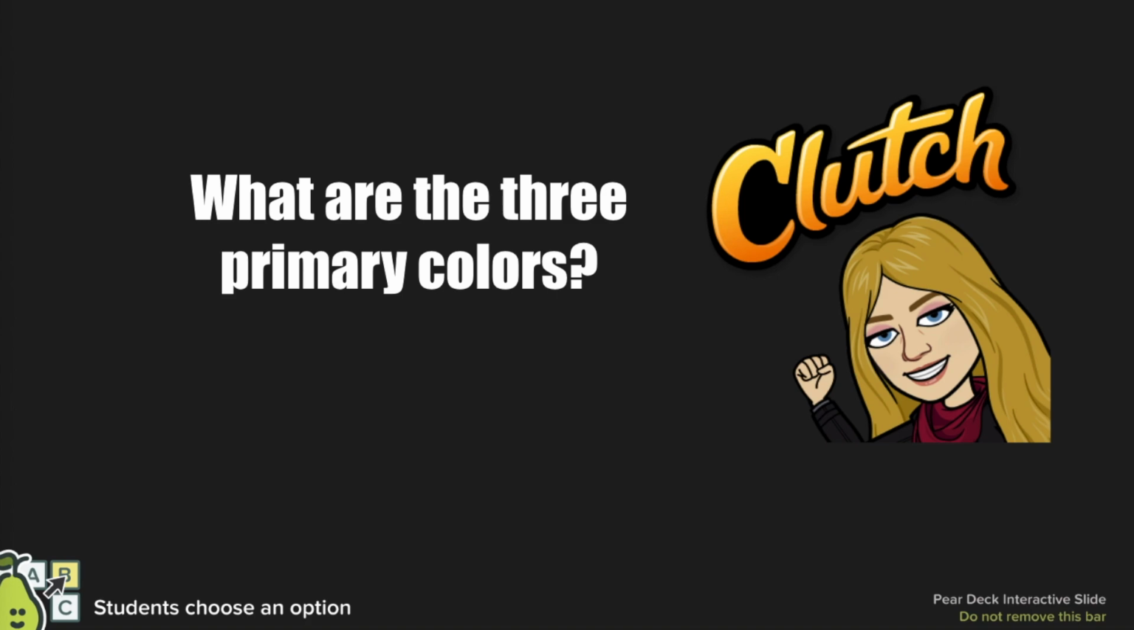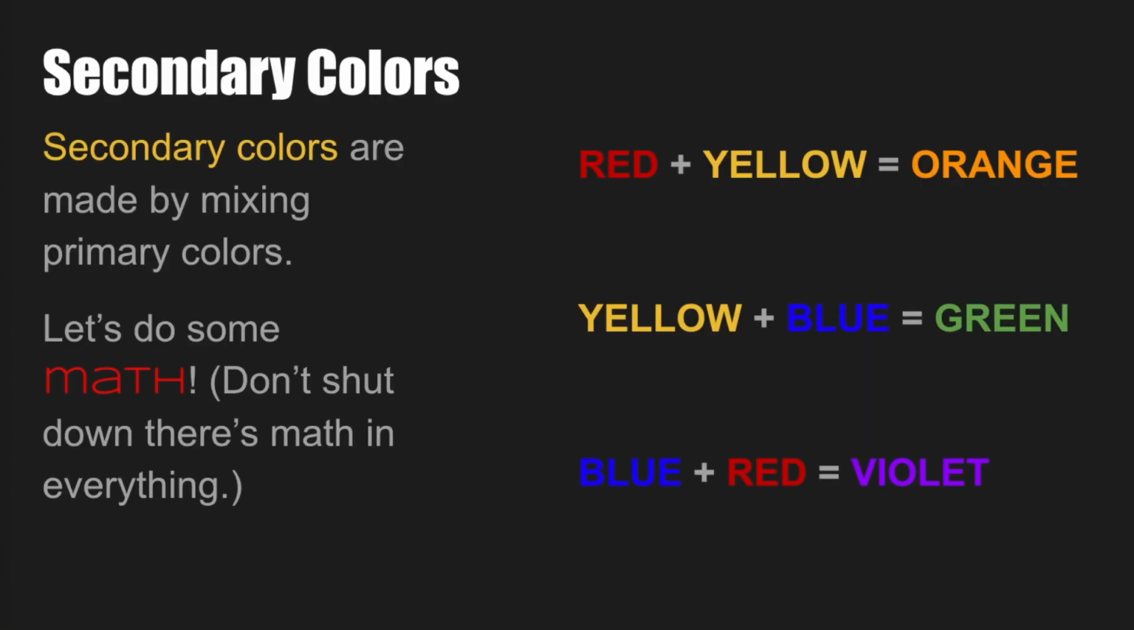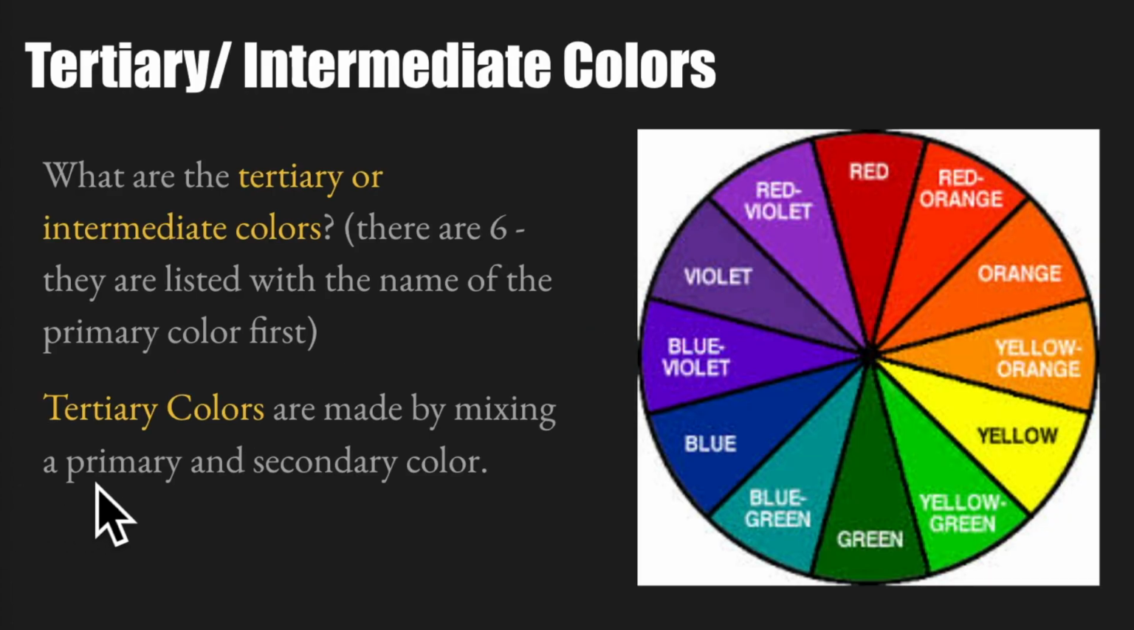Okay, now something to think about on your own. It's not a Pear Deck, but think to yourself what the three primary colors are that we just went over. Those are yellow, blue, and red. Then we think about the secondary colors and what it takes to make those. So we have to do a little bit of math. The secondaries are made by mixing two primary colors. So red and yellow make orange, yellow and blue make green, and red and blue make violet. So those are our three secondaries.